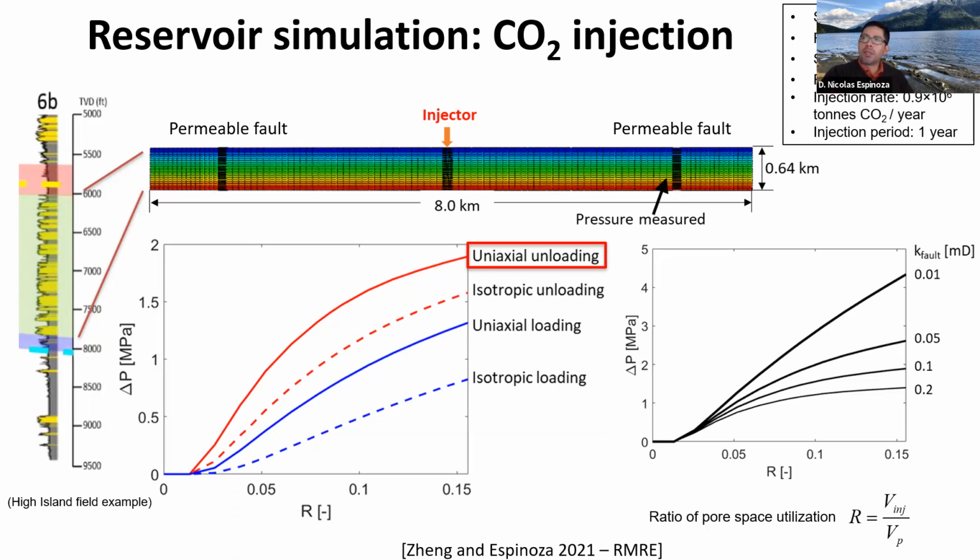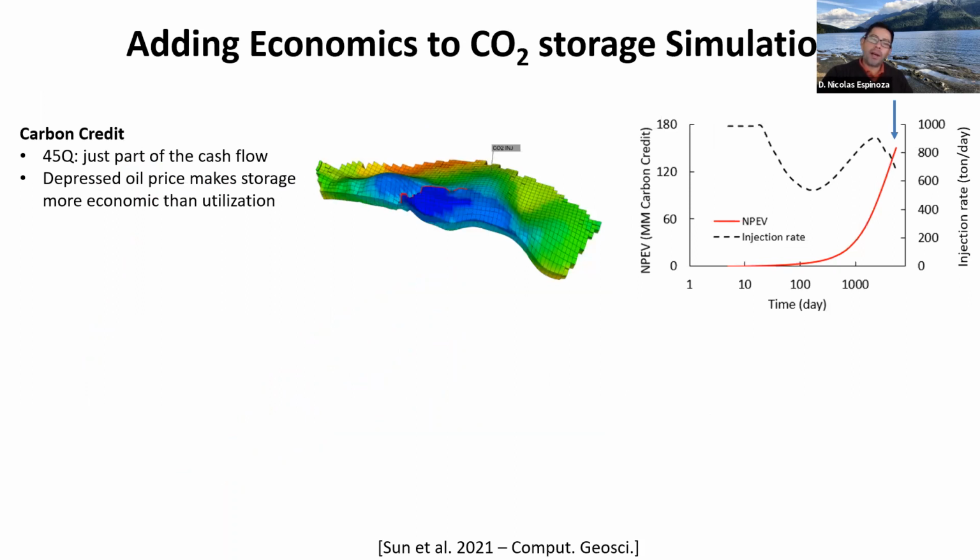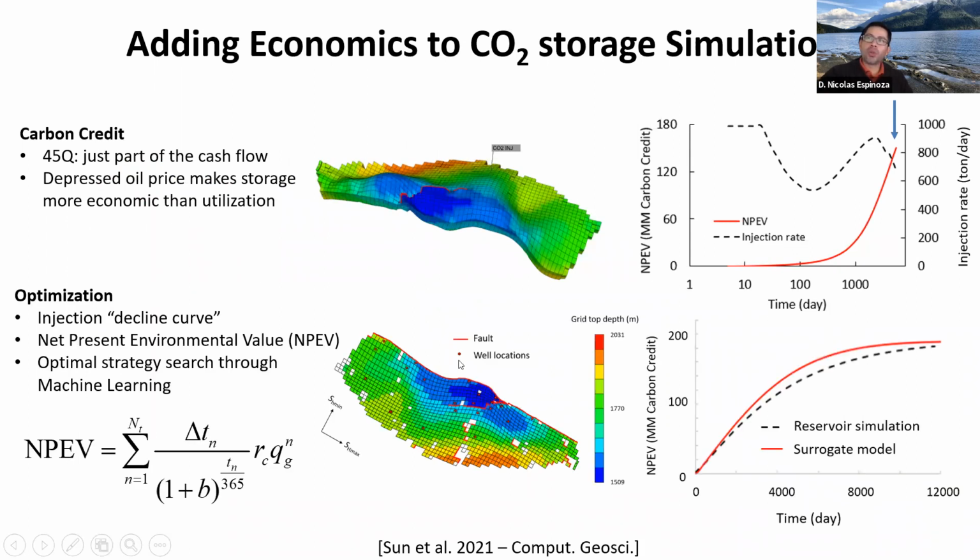This part is a little bit more complex than the previous one, but you can solve it. And again, you can do this by coupling reservoir engineering and geomechanics. In this case, we also added a computation of a net present value to take into account the credit that we get for injecting CO2, performed several numerical simulations, and used a machine learning model to optimize the location of an injector and also the schedule that will give us a higher net present value.